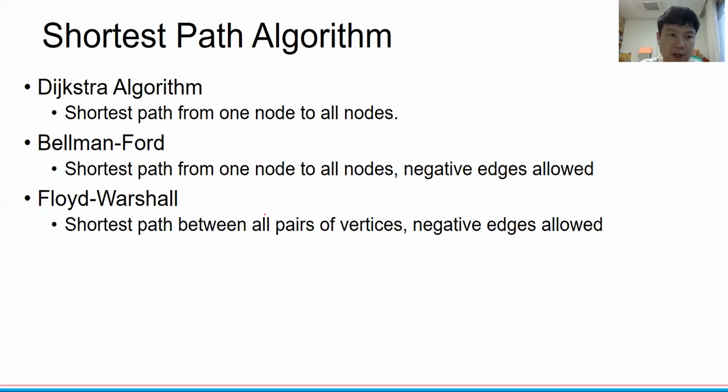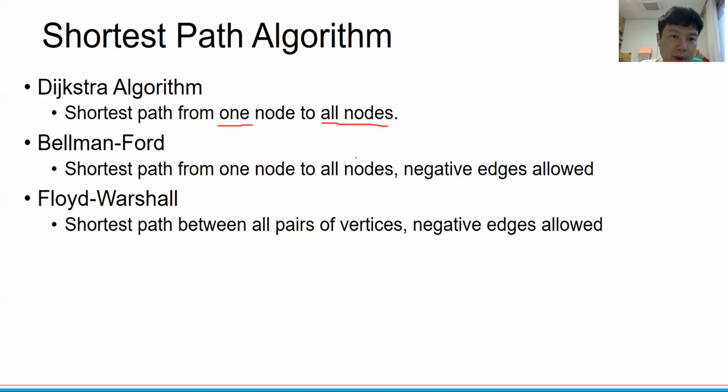Of course, there are many algorithms for the shortest path, but I do not want to discuss many. At least in this video, I will explain maybe the first two, which are Dijkstra and Bellman-Ford, and I will explain Floyd-Warshall in another video. So the Dijkstra algorithm is a shortest path from one node to all nodes. Okay, so that's the idea for the Dijkstra algorithm.